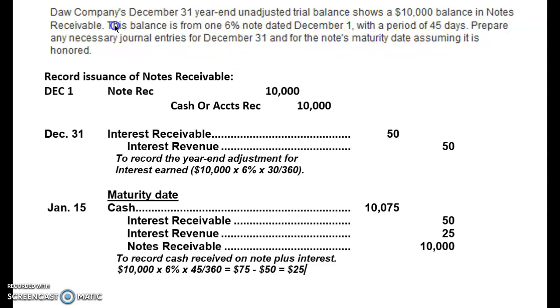All right, so let's just read this problem because it's a little different, and I want to make sure I read it along with y'all to highlight some of the most salient points in it. So what they're doing is saying we got an adjusted trial balance. It shows we got a $10,000 notes receivable, sorry. And it's a 6% note. It was dated December 1st, and it had a 45-day maturity. Prepare all needed entries, which is adjusting entries for December 31st, and for the note's maturity, assuming it's honored.